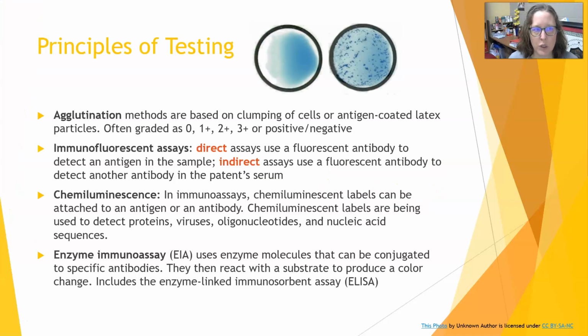In this serology video, we're going to look at testing for specific diseases. So let's first go over the principles of testing in serology. There are several types of tests that we can do. One is based on the agglutination principle. Agglutination methods are based on the clumping of cells or the clumping of antigen-coated latex particles.